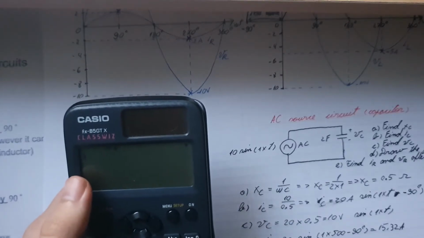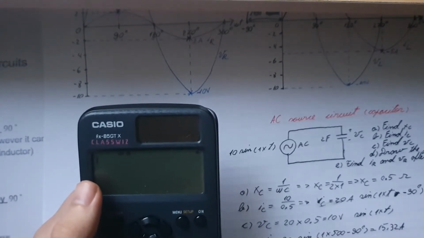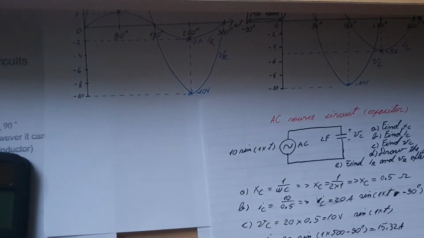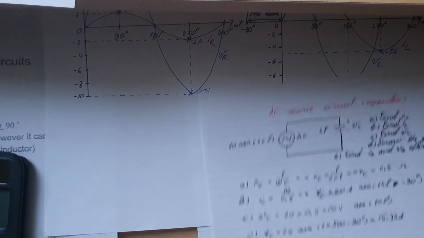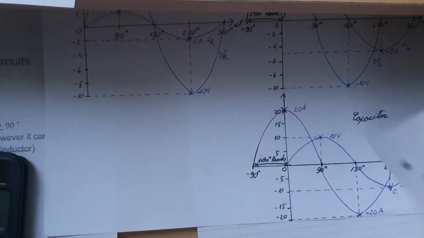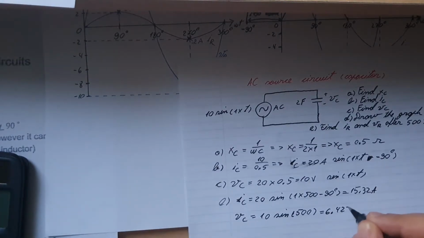And then VC will be equal to 10 sine 500, and again it will be the same value as before. It will be the voltage. I get the resistor, and I don't have it written down on my other piece of paper, so I just flip this one out. 6.423. Okay, you go with 6.423 volts.